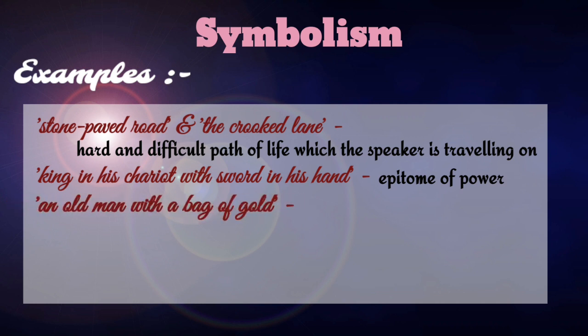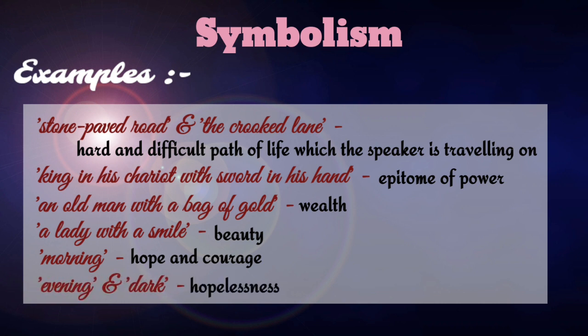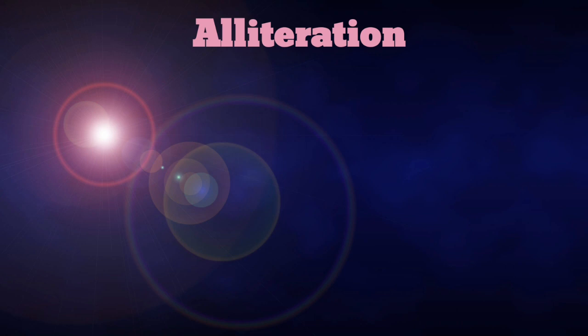An old man with a bag of gold symbolizes wealth. A lady with a smile symbolizes beauty. Morning symbolizes hope and courage, while the evening and dark symbolize hopelessness. Now let's look at some examples of alliteration.